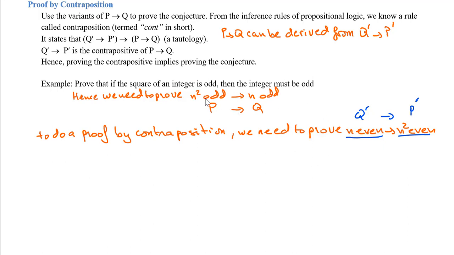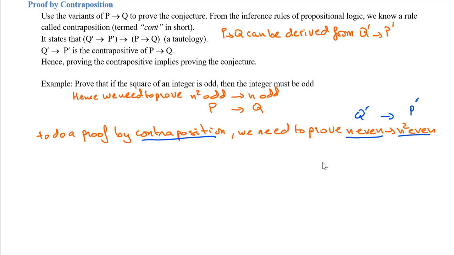Since P is n squared is odd and Q is n is odd, we negate Q, which is n odd, and it becomes n is even. So the negation of Q becomes n is even. Since P was n squared odd, now not P becomes n squared even. So you negate and you flip it. So that's what we need to prove. If we need to prove by contraposition, we just need to prove that if n is even, then n squared is even.